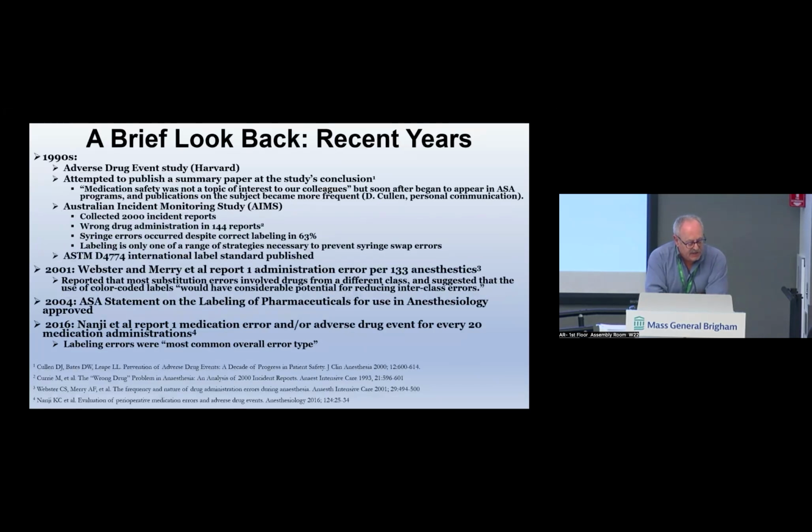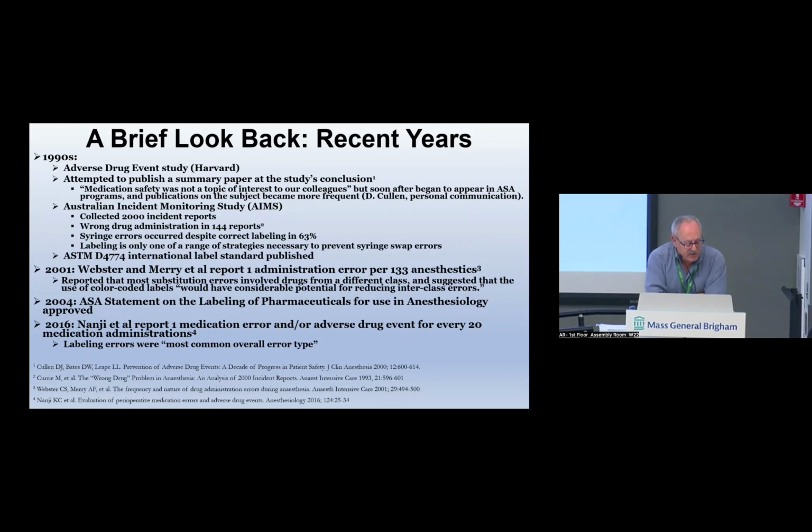In the 1990s, there were several things taking place. The Harvard Adverse Drug Event Study was conducted, and at the study's conclusion, a summary of the study was written of the previous 10 years experience, but a leading anesthesiology journal declined to publish it. And it suggested that medication safety in anesthesia was not a topic of significant interest at that time. However, soon thereafter, medication errors began to be recognized as a significant issue.